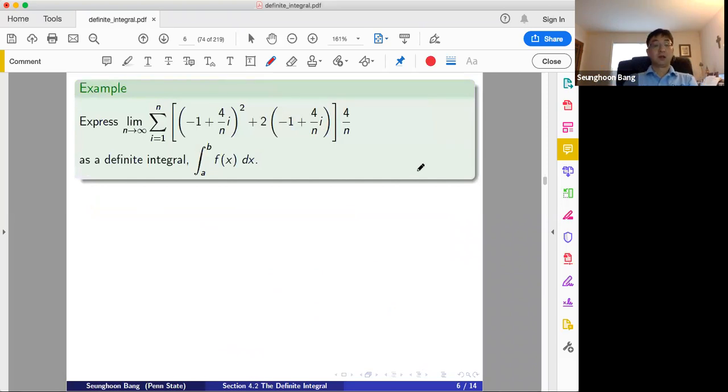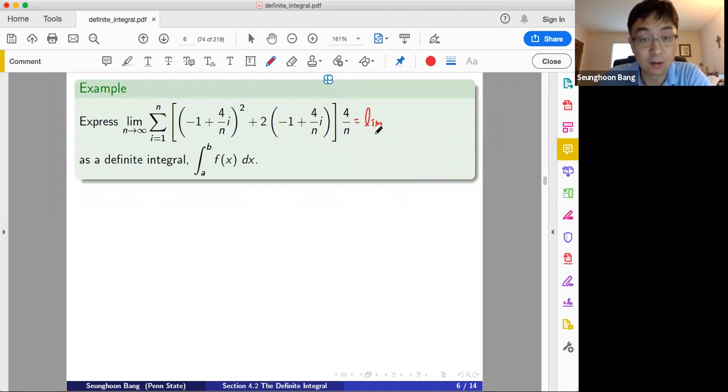Okay, express the limit as n approaches infinity of the summation i equals 1 to n of (minus 1 plus 4 over n times i) squared plus 2 times (negative 1 plus 4 over n times i) times 4 over n. You can change it to a definite integral. So what's that? In this case, we use the right-hand point. This is the same as this.